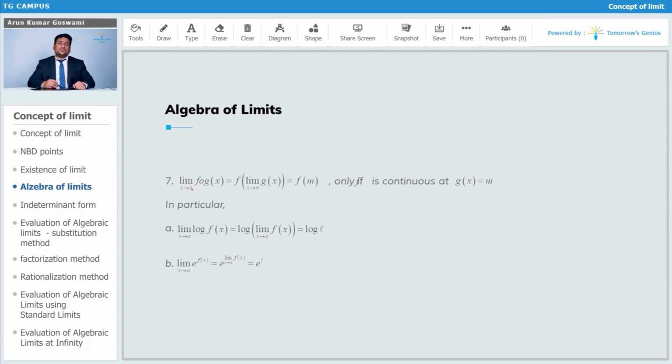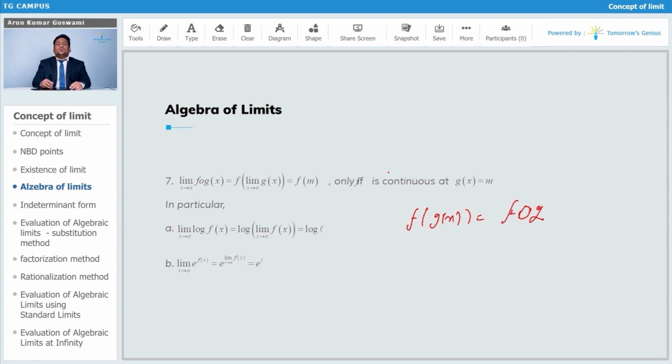Now what we have, limit x tends to a fog. Fog means composite function f of g of x, and this is nothing but called fog, is equal to limit f, the function we are keeping out. Inside the function f of x means we are applying the limit in the x, it means g of x. So f of limit x tends to a g of x is equal to f of m. If limit x tends to a g of x is m, then it is nothing but f of m. So whatever the m value will be there, directly we can substitute in the function and we'll get the answer.